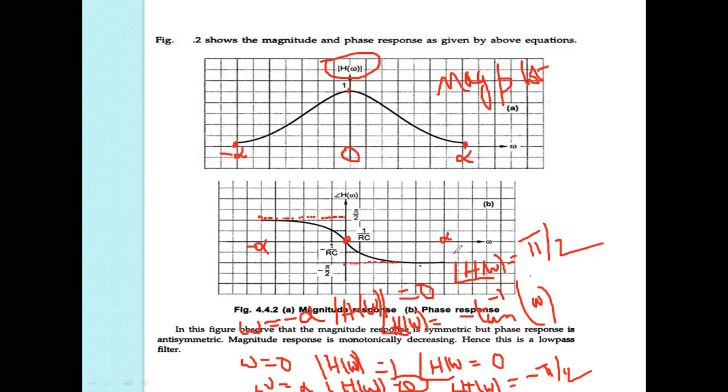So the curve varies from minus infinity, starts at plus pi by 2, crosses the 0, and ends at minus pi by 2. We got the magnitude plot, and this one is a phase plot, my students. Phase plot.